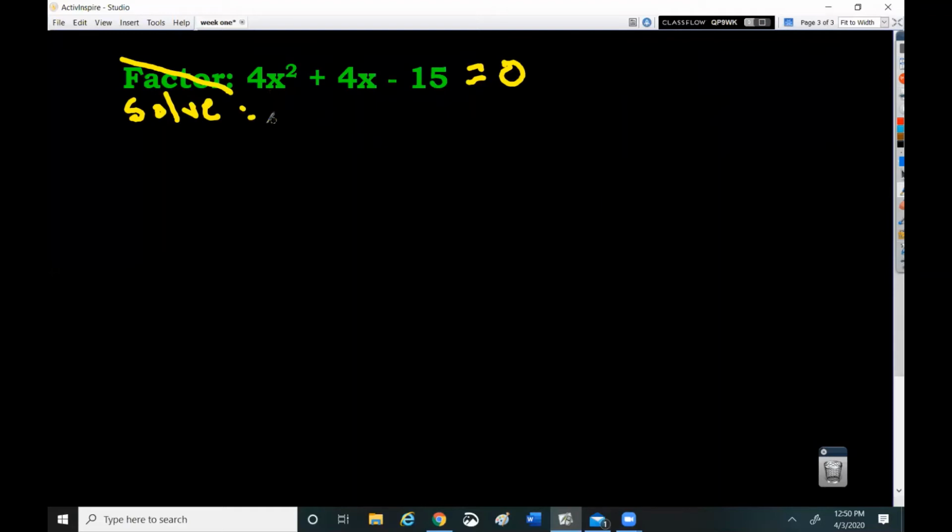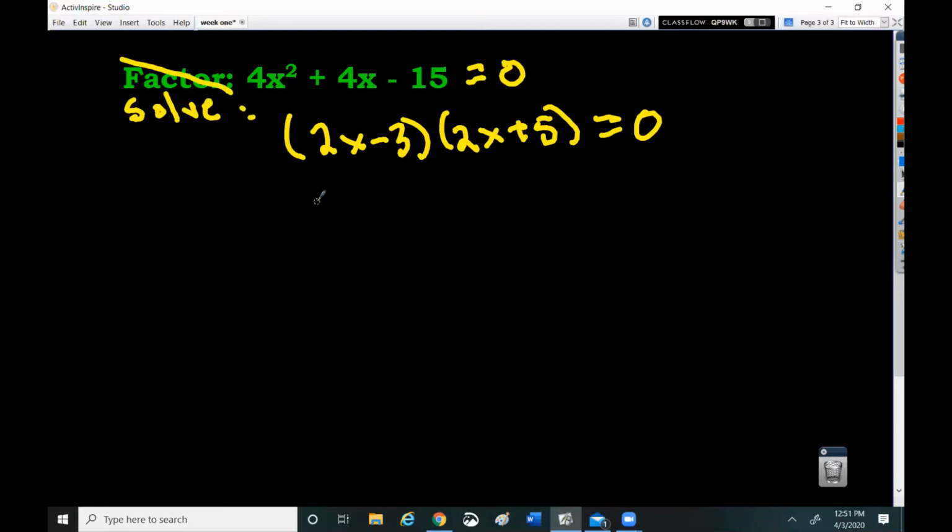Okay. So next week's problems are going to say solve this equation. What we're going to have to do to solve this, we first have to factor it. So 2x minus 3, 2x plus 5. And then we're going to take 2x minus 3 and set it equal to 0. And we're going to take the 2x plus 5 and set that equal to 0. And we're going to have to solve these equations.